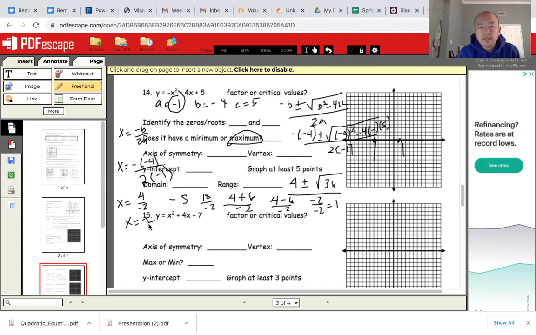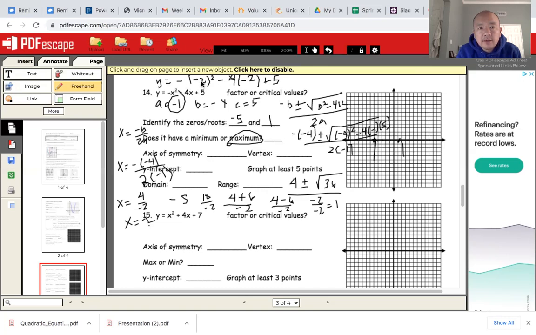Then we're going to plug in negative 2 so that we can find the vertex. Notice that negative 2 is in between these two points. So y is equal to negative, and then negative 2 squared, minus 4 times negative 2, plus 5. By the way, we have to write negative 5 here and 1. So plug this in here.